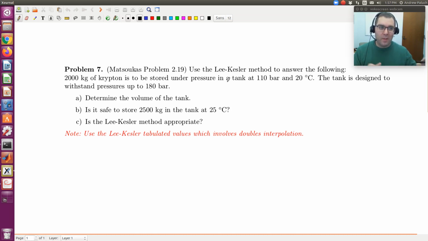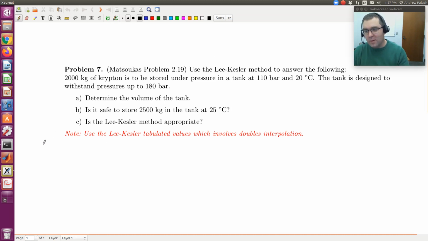In this problem, I'm going to use that second appendix, which I uploaded to Canvas, only because they have tabulated values of the Lee-Kesler table. In general, the appendix from our book should have everything that we need. That second appendix is where it's used for the Lee-Kesler method.